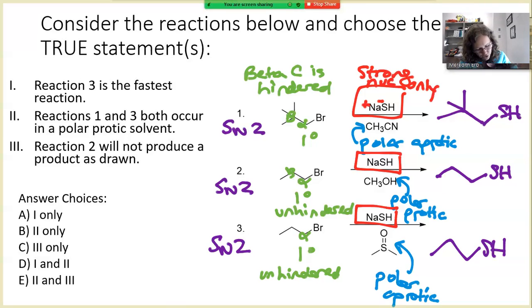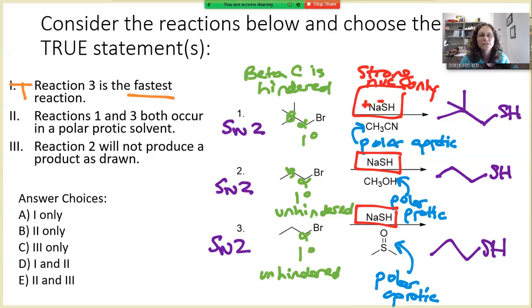Statement number one says reaction 3 is the fastest reaction. So in order to think about which reaction is fastest, you have to think about what favors an SN2 reaction. SN2 reactions are favored by limited steric hindrance. They are favored by strong nucleophiles, and they are favored by polar aprotic solvents. So the reaction that has all of these things going for it is reaction 3. Reaction 3 is primary unhindered, has a strong nucleophile, and it has a polar aprotic solvent. So this first statement is true.